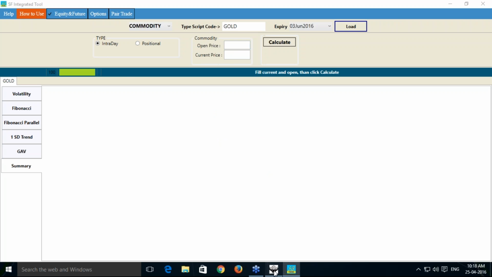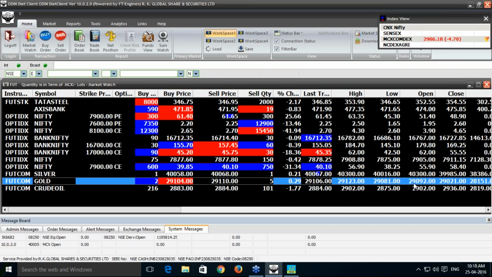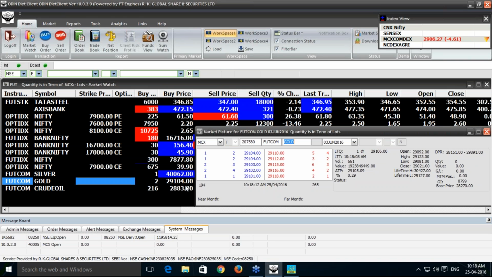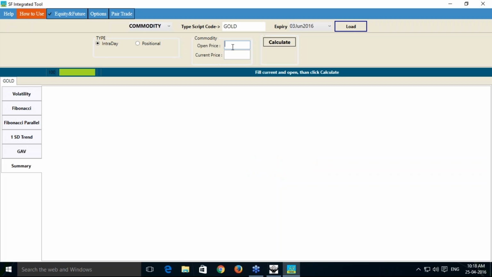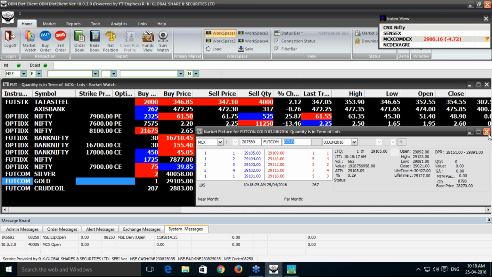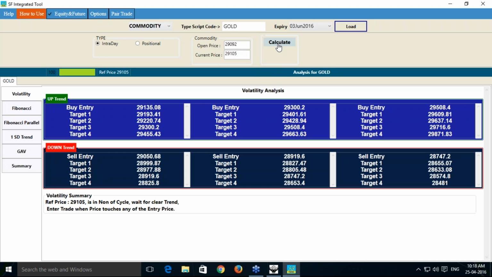And here is the open price of gold, what open price it has given today: 29,092, and currently 29,105 is the last traded price. So 29,092 is open and the current price is 29,105. You have to just calculate here, and once you do it, you will get different views on this.